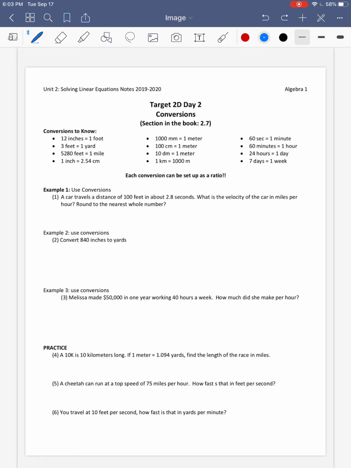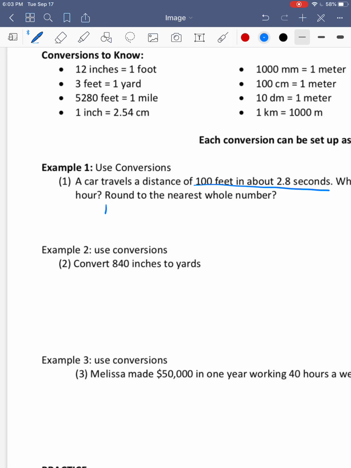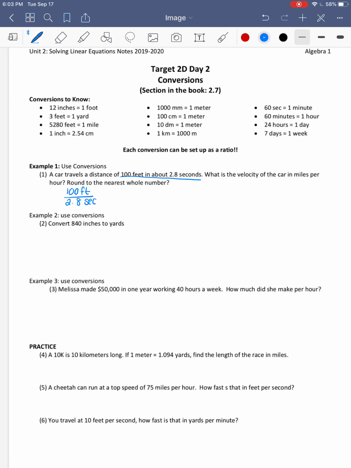Looking at our first example, it says a car travels a distance of 100 feet in about 2.8 seconds. So that's my ratio, right? We're comparing feet to seconds. Let me zoom up here. I'm going to put 100 feet in 2.8 seconds. My goal here is to convert this to miles per hour.